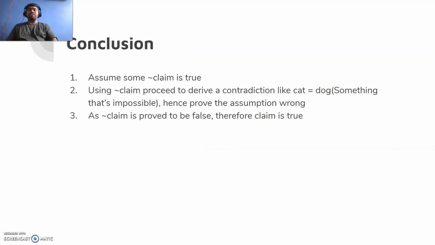So again, I would like to reiterate the statements. What was it? We assume that there's some claim, and we say that the negation of the claim is true, and then we start processing with the negation. When we proceed, we derive a contradiction, something that is impossible, that we can't go ahead with. So hence we prove that the assumption is wrong. As the negation of the claim is proved to be false, we say that the original claim is true.